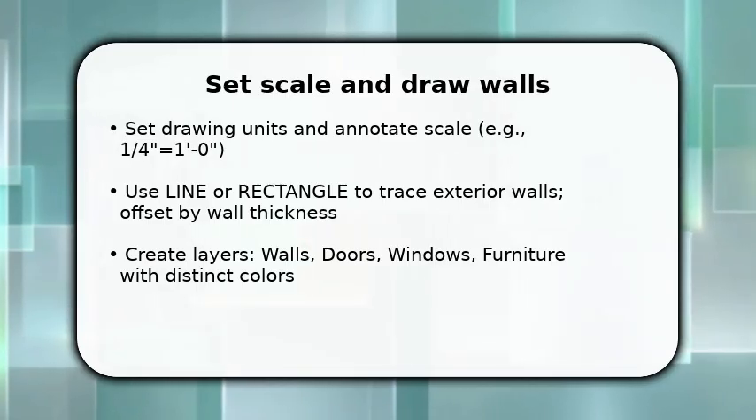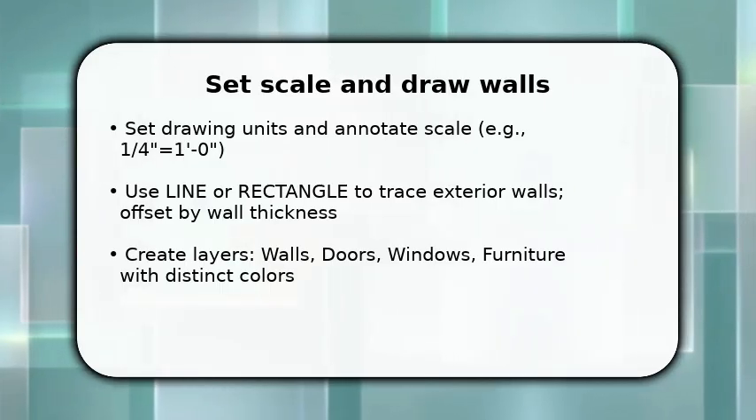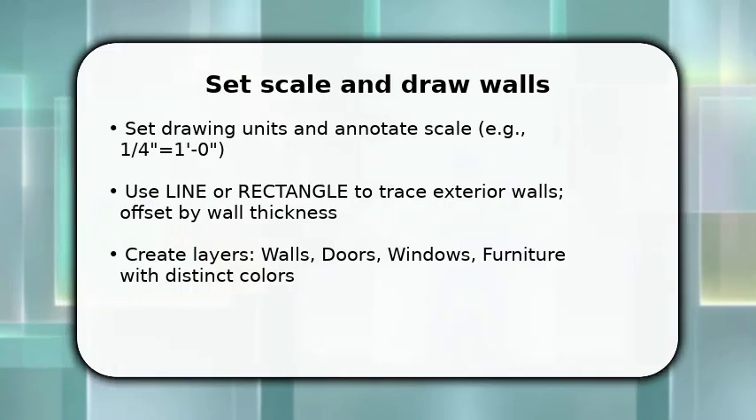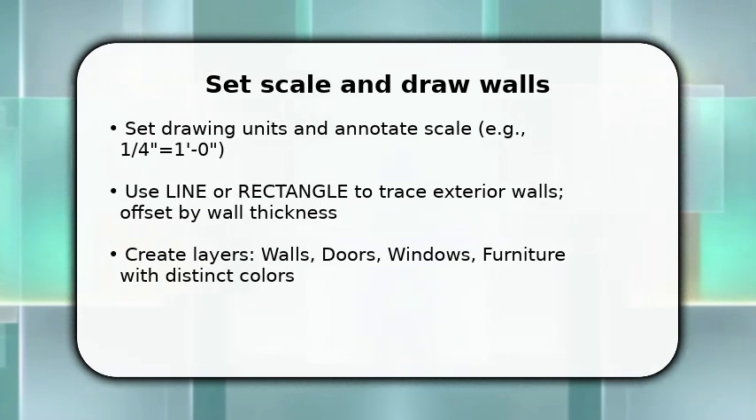Make layers for walls, doors, windows, and furniture to keep elements separate. This makes visibility and plotting simple. Once done, freeze unused layers and save incremental file versions so you can revert if a dimension needs correction.